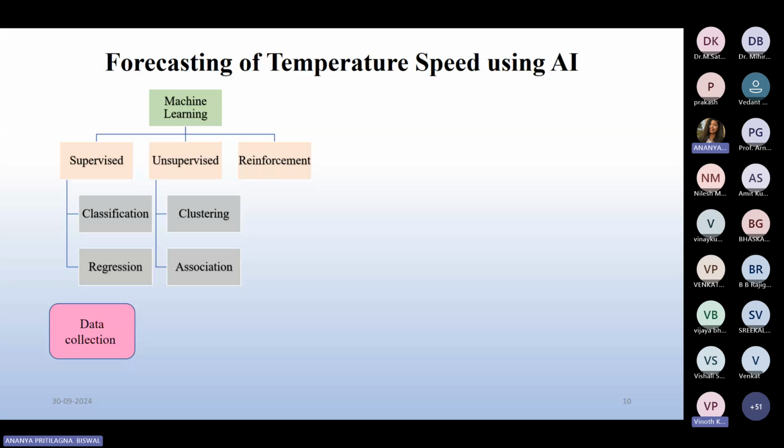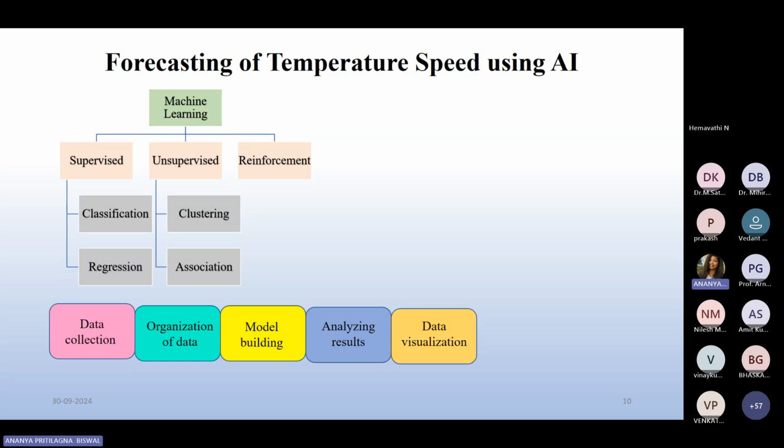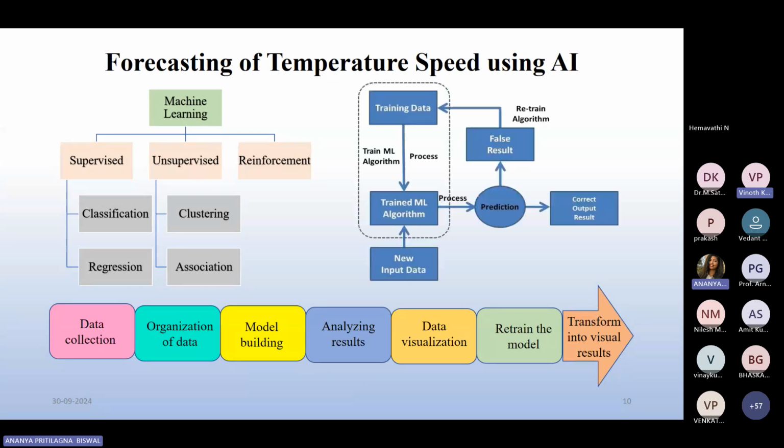The process of forecasting of temperature begins from data collection and organization of data, filtering out the unnecessary data, building the model, analyzing the results, and data visualization. If any discrepancy occurs, then we can retrain the model and transform into visual results, whether we want graphical form or anything. This process begins from training the data set.